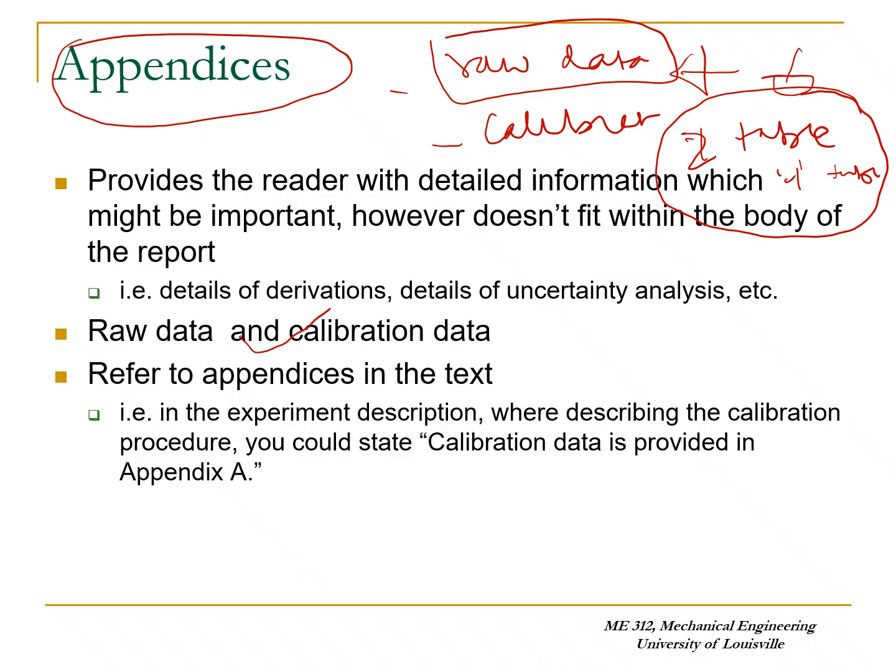Okay, raw data and calibration data, and you can always refer to the appendix when you write your main report. So you could say the raw data is provided in appendix A1. You could write it that way to tell what you have in the appendix as well.